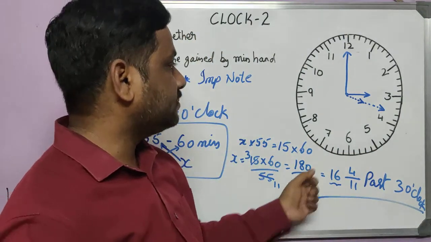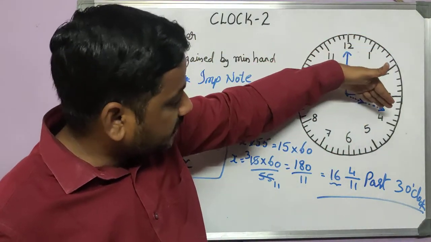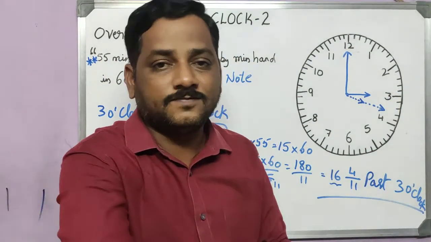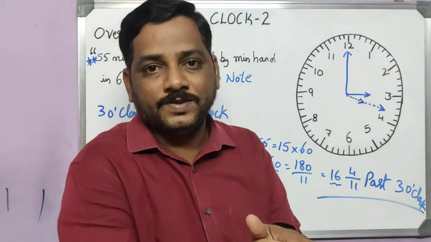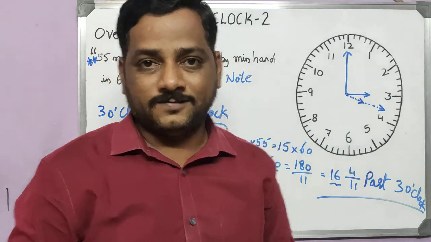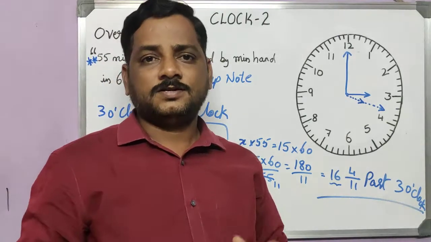So 16 minutes and 4 by 11 past 3 o'clock, because it is coming between 3 and 4. So after crossing 3 only, it is going to be overlapping. So this is how the solution has to be obtained for these kind of questions, right?